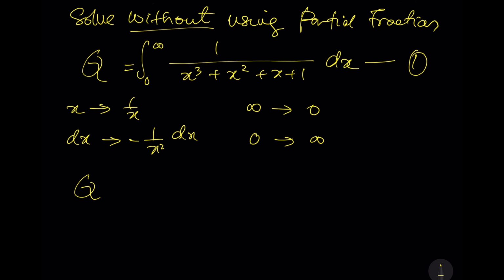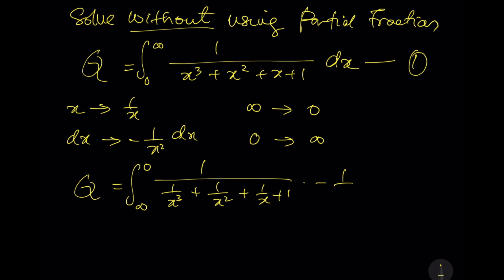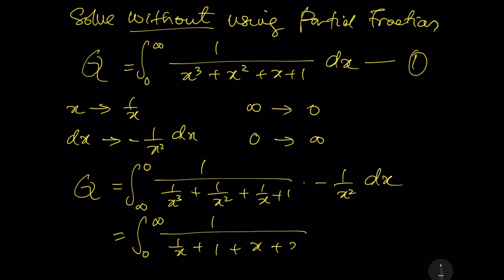Q becomes the integral from infinity to 0 of 1 divided by (1 over x power 3, plus 1 over x power 2, plus 1 over x, plus 1), and then multiply by negative 1 over x squared dx. We can cancel the negative by swapping the integration bounds. It becomes the integral from 0 to infinity of 1 divided by (1 over x plus 1 plus x power 2) and then dx.